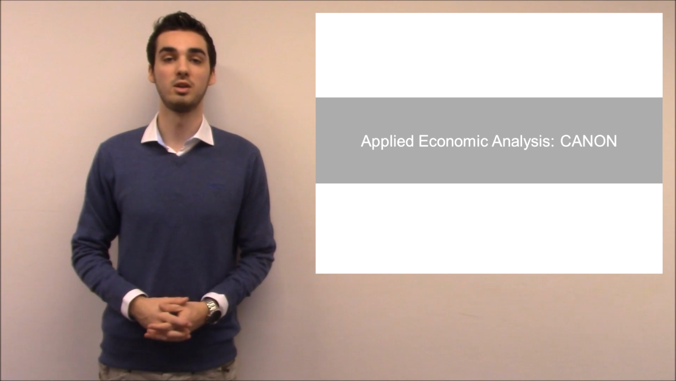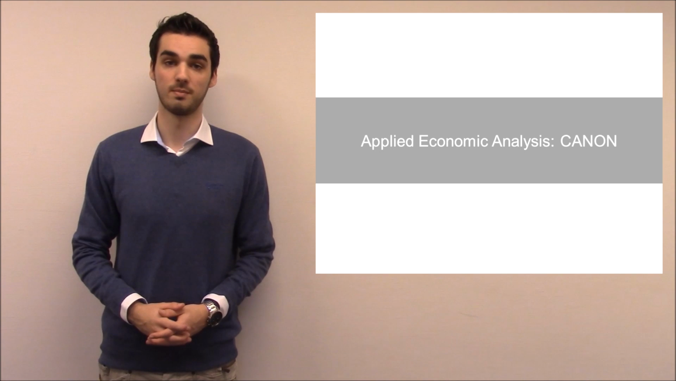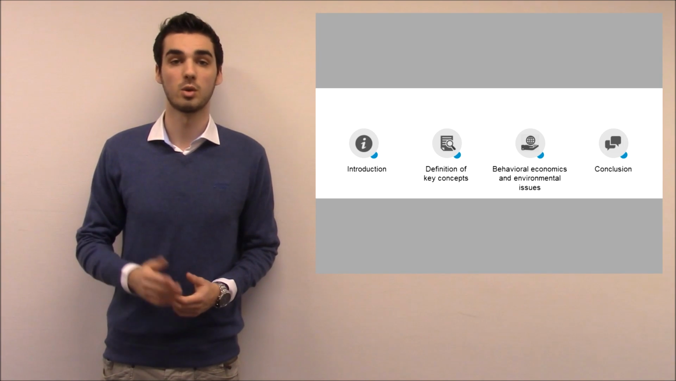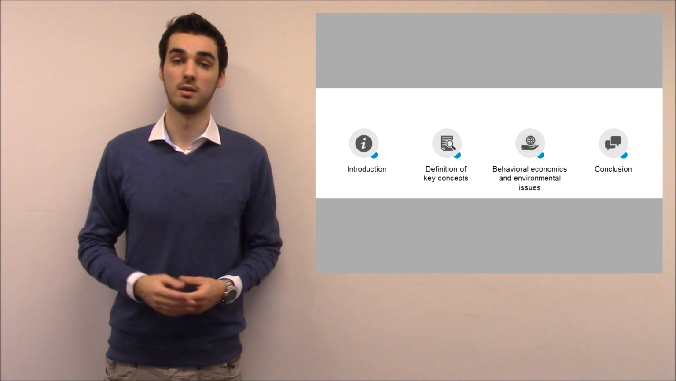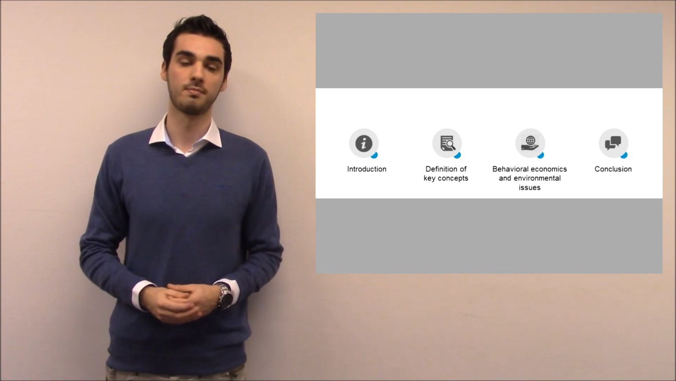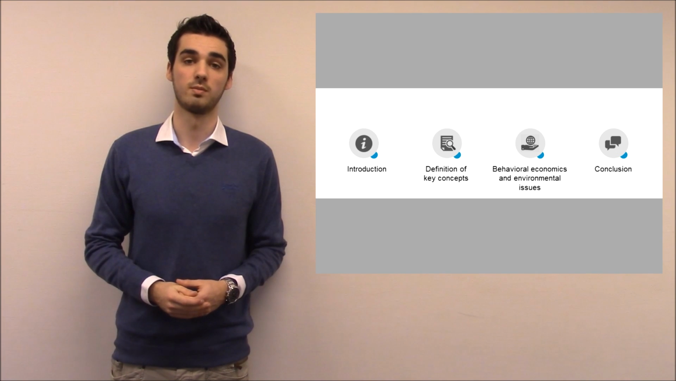Welcome everybody to today's video about a canon we made for the course Applied Economic Analysis. The topic of this canon is behavioral economics. First, we're going to have an introduction about behavioral economics and what it really is. Then, we're going to describe two theories that can help explain behavioral economics. Finally, we can apply the theory to environmental issues.